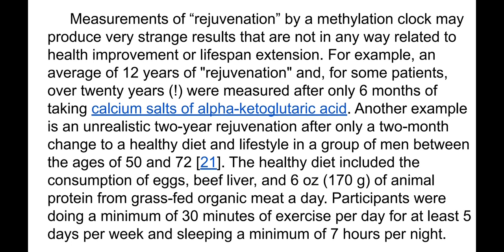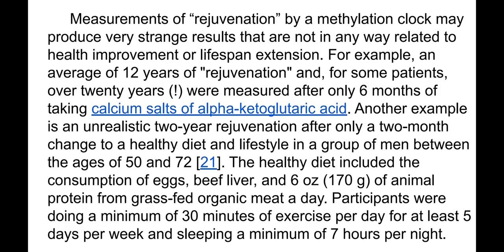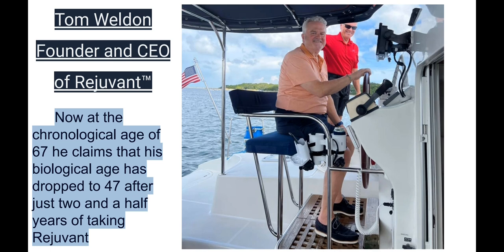I will go into this a little bit in the next slide. So this guy is the founder and CEO of the company Rejuvenate. They produce this calcium salt of alpha-ketoglutaric acid, an acid from the Krebs cycle. But again, in my opinion, citric acid works better for this. I take a lot of lemon juice or citric acid every day, and it works. So certainly it helps.